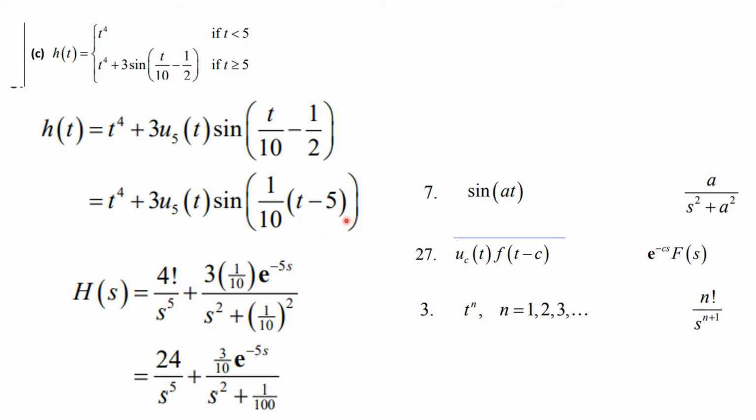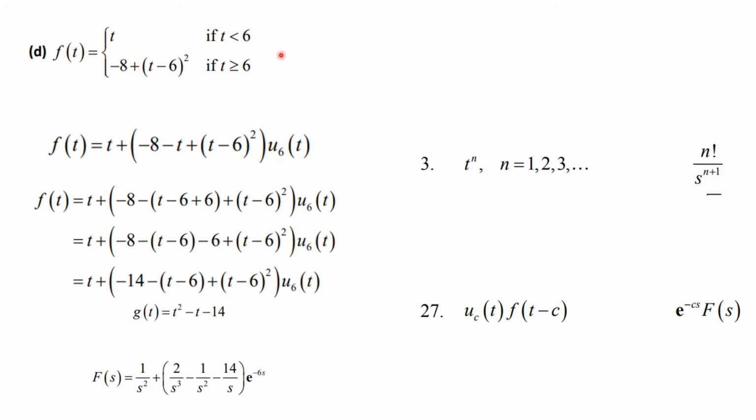So now I'm going to take the Laplace transform of this term by term. So this one, I'm going to use the formula down here, formula 3, and get 4 factorial over s to the 5th plus the 3 just sits there, but this is u sub 5 of t times the sine of t, which means I'm going to have e to the minus 5s times a over s squared plus a squared, and a is 1 over 10, and that's going to be 1 over 100, and when I simplify, this is the answer that I get.